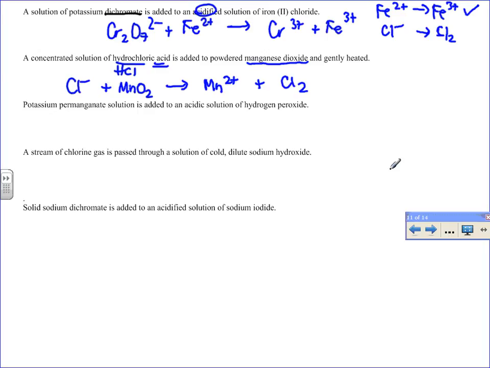Okay, this next one here, potassium permanganate solution is added to an acidic solution of hydrogen peroxide. So you've got H2O2. Permanganate is the MnO4 minus. Okay, it's a solution, so I'm taking out the spectator right away to make it easier. Okay, and hydrogen peroxide, when it is oxidized, will often change to O2 and H2O.